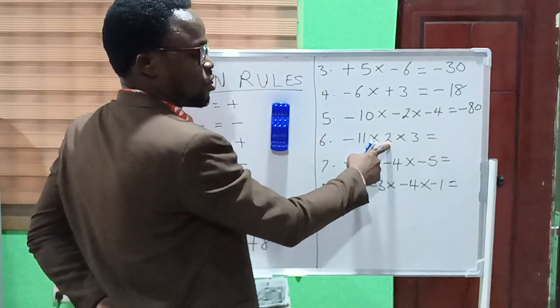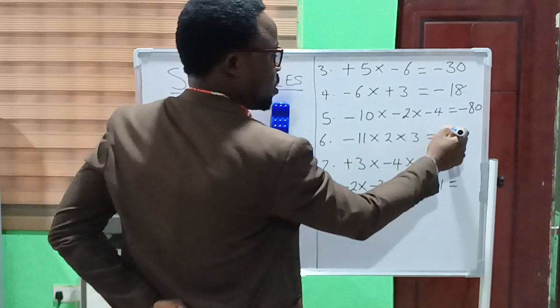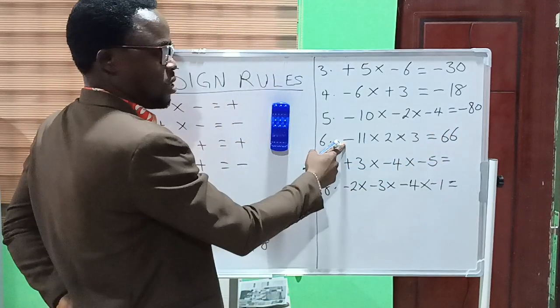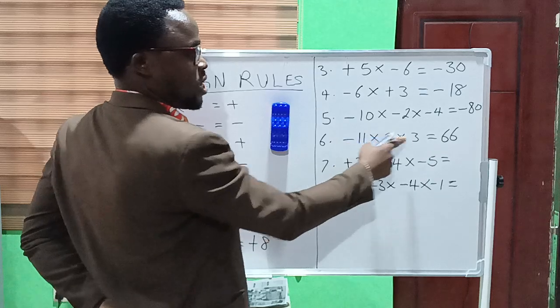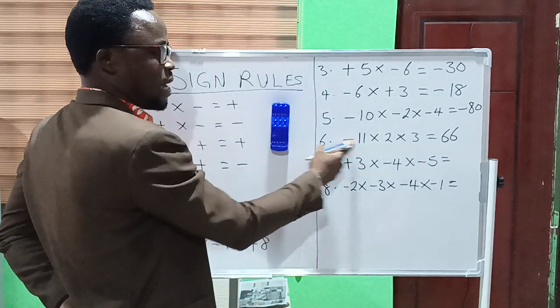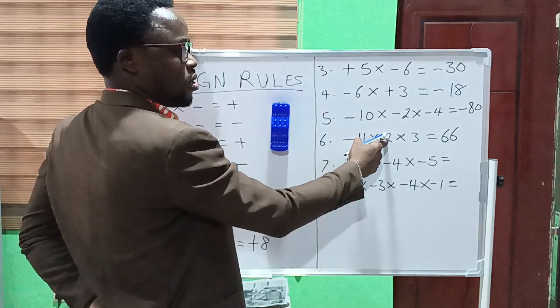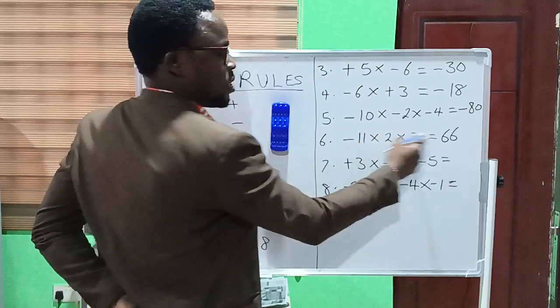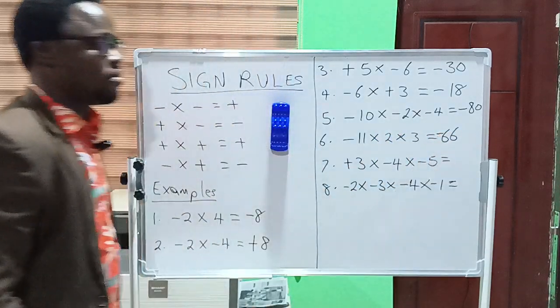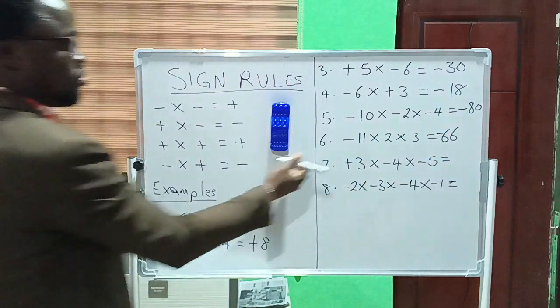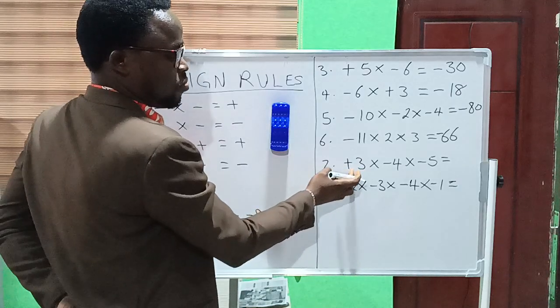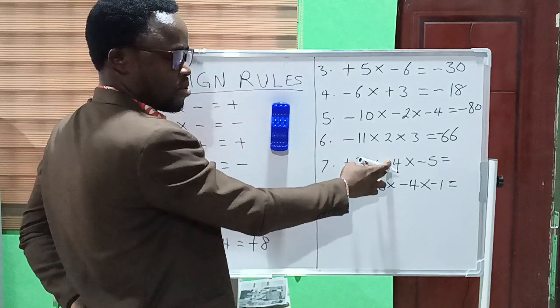You see, so the next one, you can do the number first. 11 times 2, 22. 22 times 3, 66. And this is minus. Invisible plus is here. Invisible plus is here. And when you do minus times plus is minus. And minus times plus again is minus. So what is the answer? Minus 66.